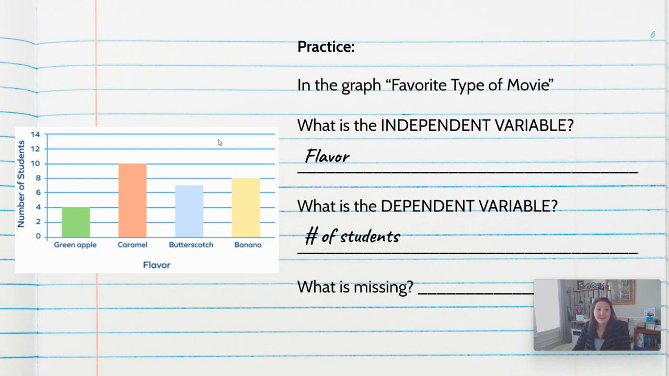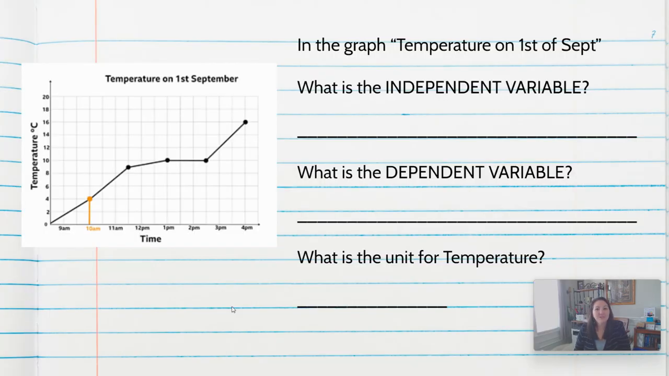And what's missing, like I said, right away I noticed there's no title to this graph. That's what's missing. So we want to know what this graph is about. So they should have said something like the favorite flavor of students or something to clue us in on what we're looking at. I'll give you another minute to work on the next set of questions.